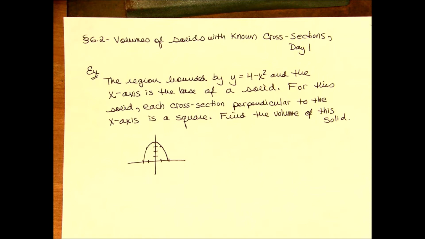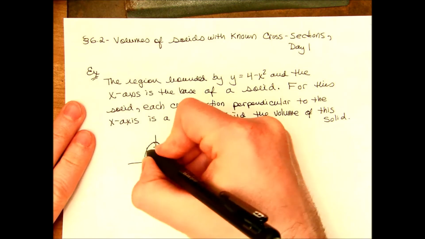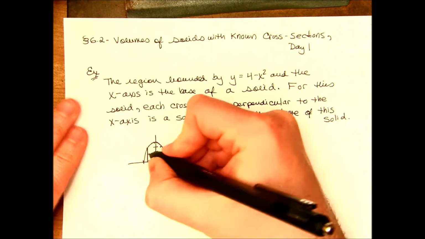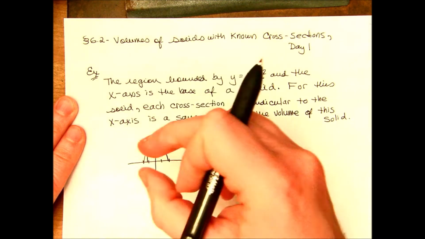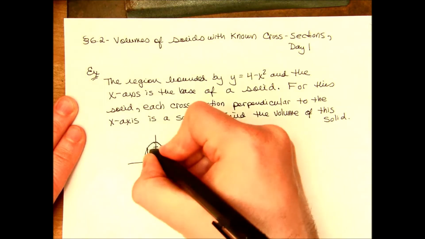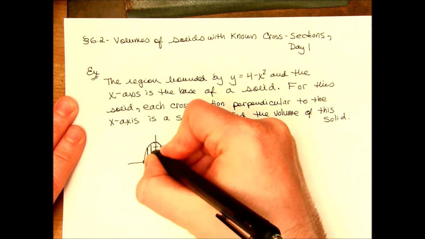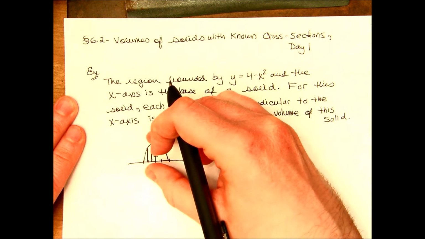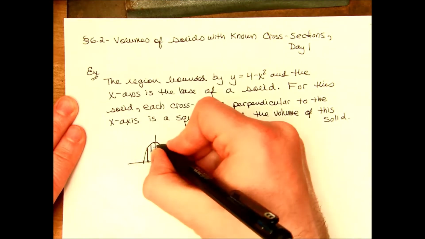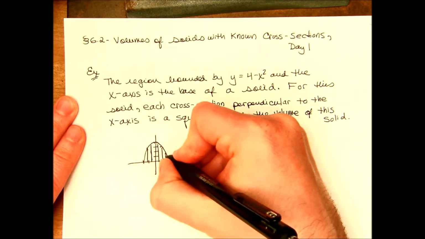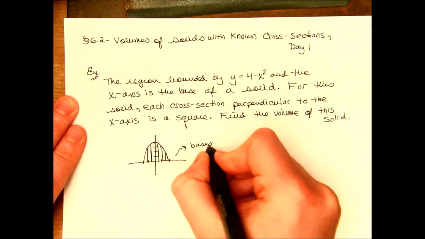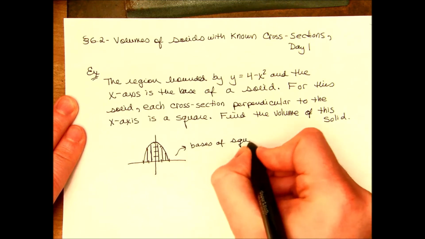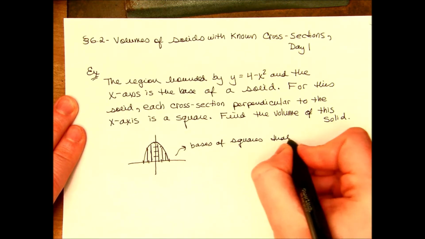We're told that cross-sections perpendicular to the x-axis are squares. Well, here's the deal. That line that I just drew in is the base of a square that is coming out of the paper towards you. And here's the base of another square. The base is bigger, and because it's a square, that means it's going to come out further towards you. And here's another base, and another base, and another base. And all those lines are bases of squares that come out of the xy plane.